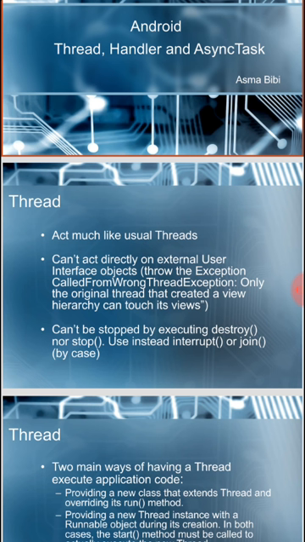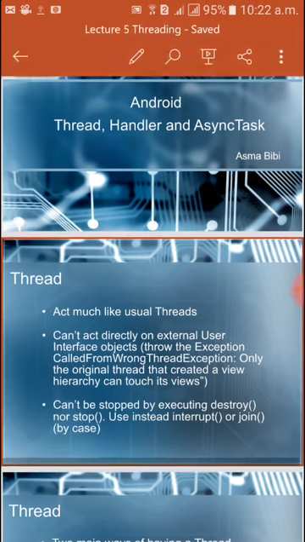If one thread is interacting with a user interface component, another thread can't update the user interface and throws an exception. That is, only the thread that created the user interface can interact with it. Okay, a thread can be interrupted or joined, but threads can't be stopped.